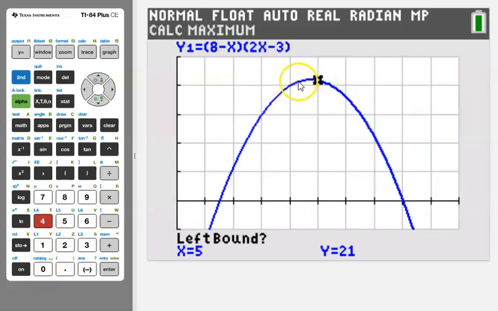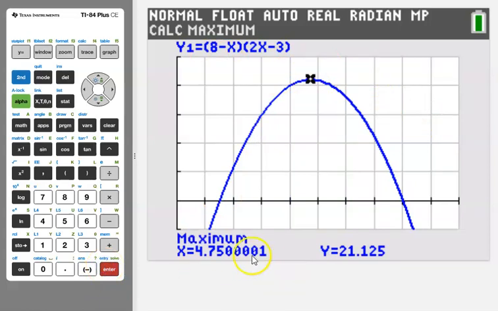So this is a 5, so I'm going to put 4. And then place it to the right. I'm going to put 6. And then see how those arrows point at the maximum? And then type enter, and it'll show me the maximum.